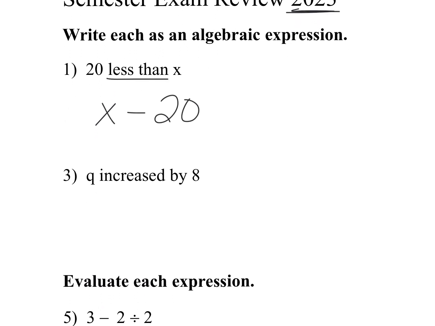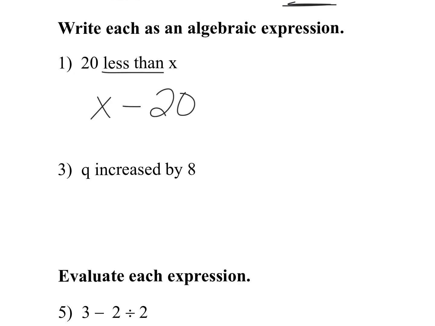On number 3, what's the keyword? Increase. What operation would that be? Addition. Do we have to worry about flipping or anything? Nope. So what would I write? Q plus 8. Could I have added 8 plus Q? Yes, same thing.